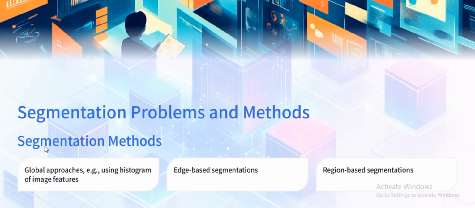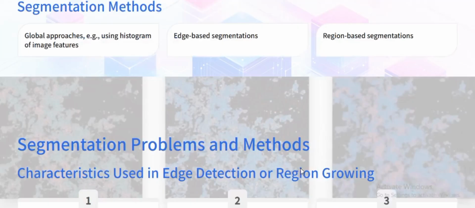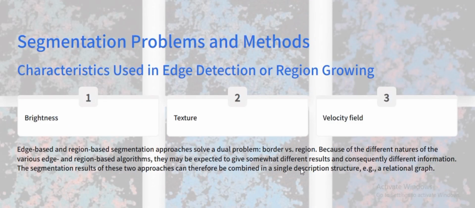Some of the methods used for avoiding those information ambiguity and noise problems are global approaches, for example using histogram, edge based segmentation and region based segmentation. These are some of the segmentation methods that we are going to follow.